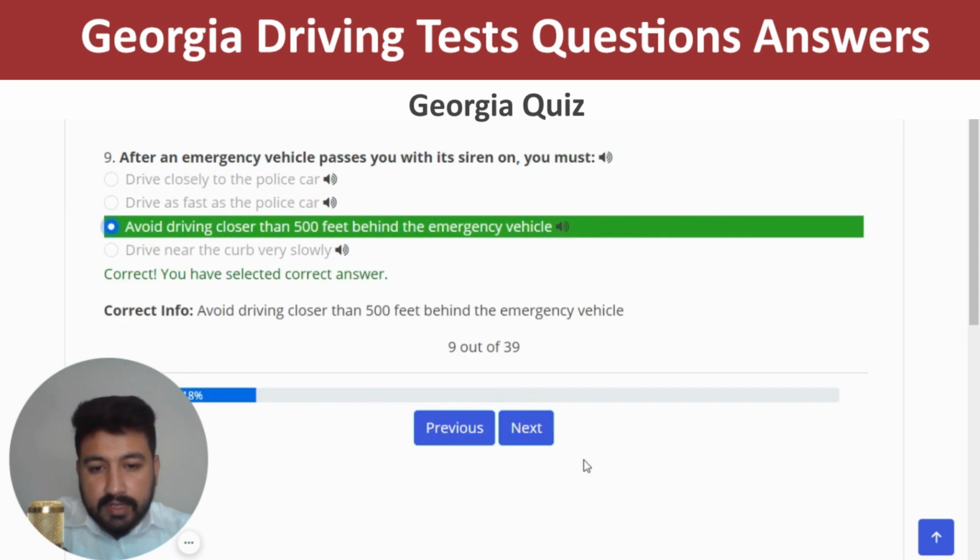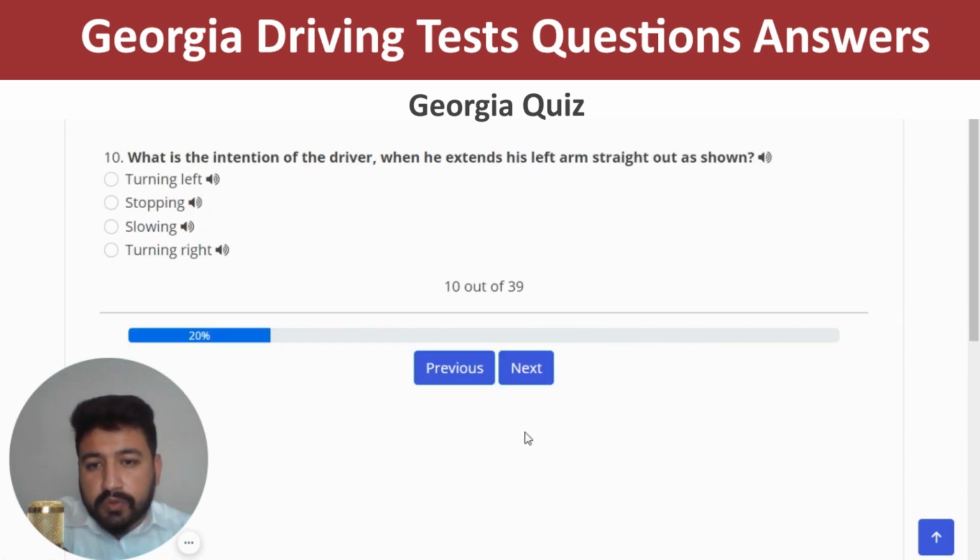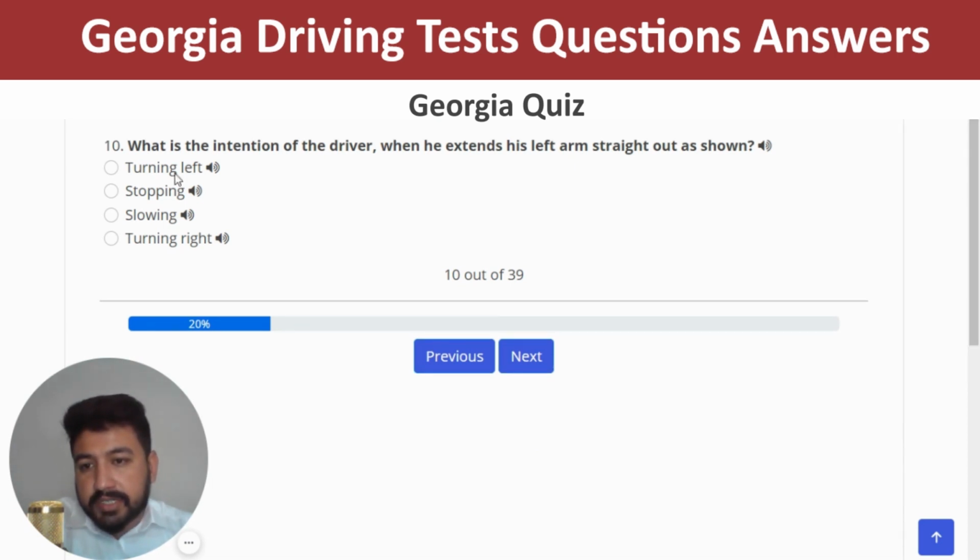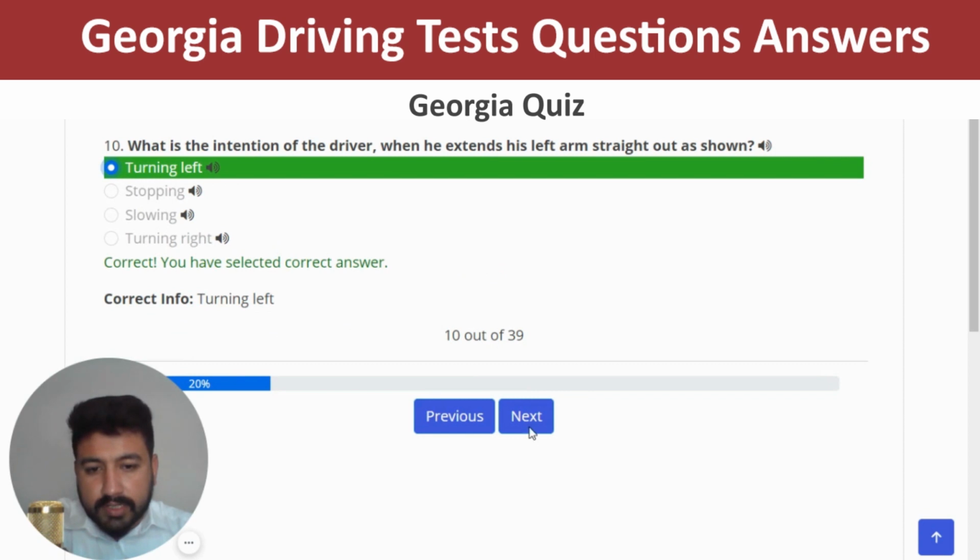So third option. And next. What is the intention of the driver when he extends his left arm straight out as shown? So the first one is the right one, which is turning left. So I'm going to click on the first option, correct, and next.